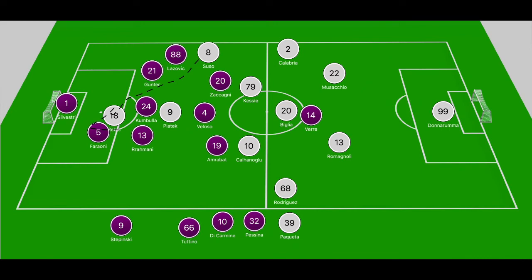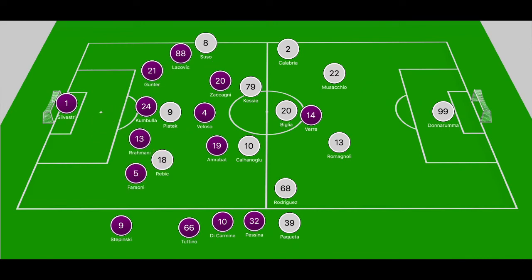But again, we weren't seeing those runs from Paqueta, and Piątek was marked out of the game. So when you have another player making that run, it frees up space for Piątek in the center of the box to possibly get even a half-inch on goal to make something happen, and that's pivotal.